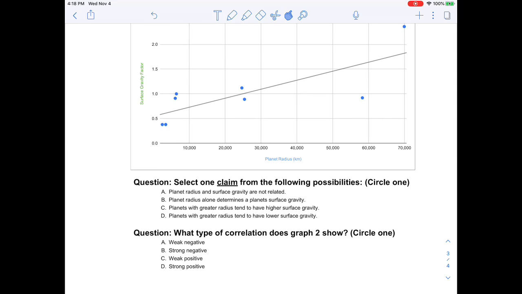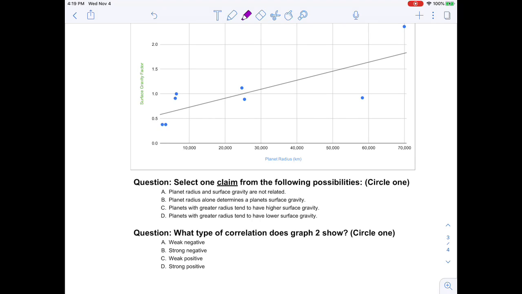So are surface gravity and radius not related, meaning the points are random? I already told you they're not, so it's not A. Radius alone determines surface gravity. We would see that if all the points fell on our trend line, and none of them do, so it's not that. Planets with greater radius tend to have higher surface gravity, or D, planets with greater radius tend to have lower surface gravity. Well, since this is a positive trend, it's going to be planets with greater mass or greater radius tend to have greater surface gravity.